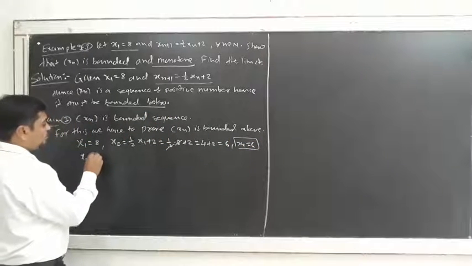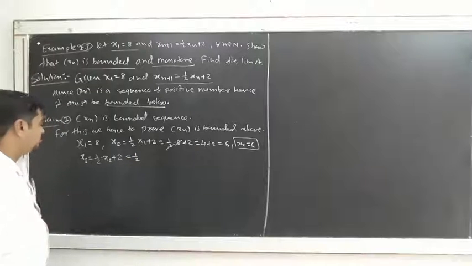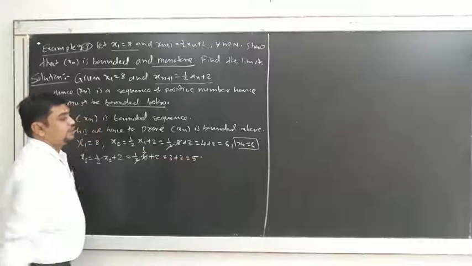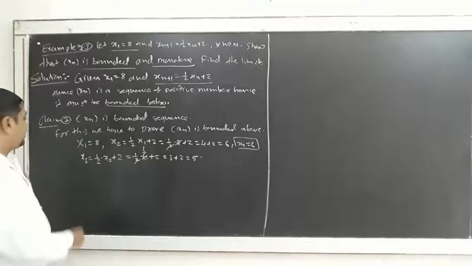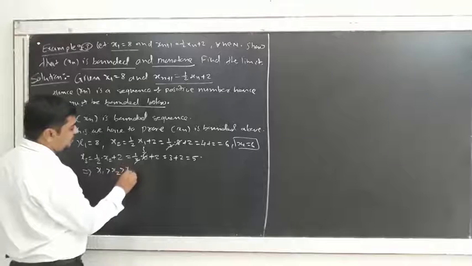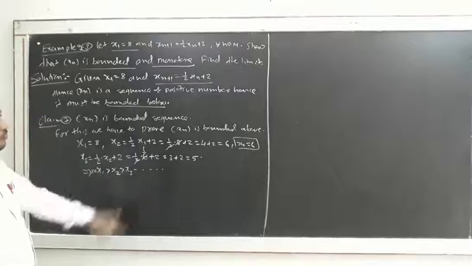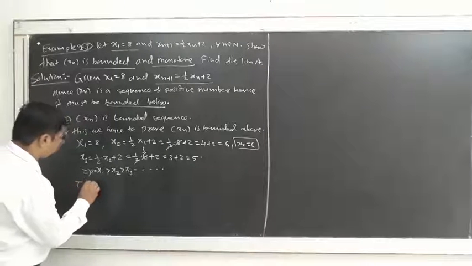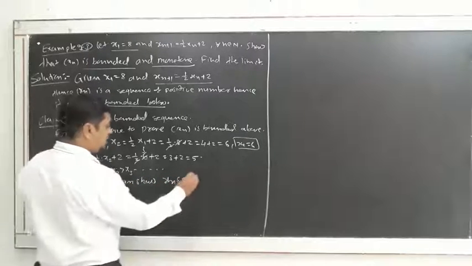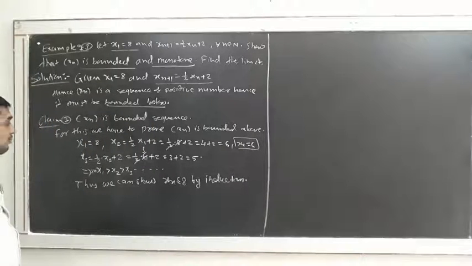Now x3 is equal to 1/2 into x2 plus 2, that is 1/2 into 6 plus 2. It is equal to 3 plus 2, which is 5. That means first number is greater, and from this we can say x1 is greater than x2 is greater than x3 and so on. And x1 is our 8. That means all the xn are less than or equal to 8. Thus we can show xn is less than or equal to 8 by using mathematical induction.